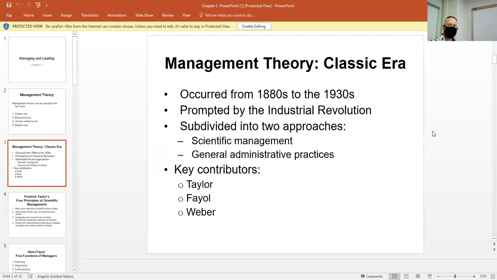1880s to the 1930s, and it was prompted by the Industrial Revolution. So we know that that changed the way a lot of things were done. The Industrial Revolution gave us machines and things to provide work so that people didn't have to do quite as much hands-on work in a lot of ways. It was subdivided into two different approaches here: scientific management and general administrative practices. And there are some key contributors.